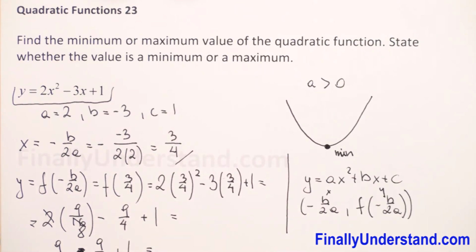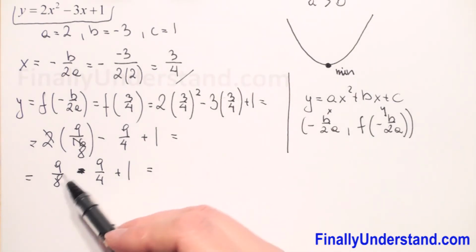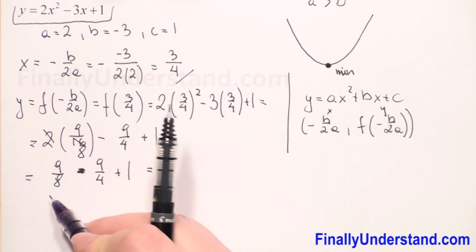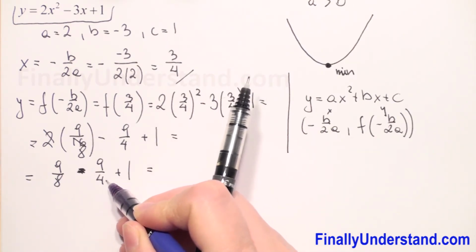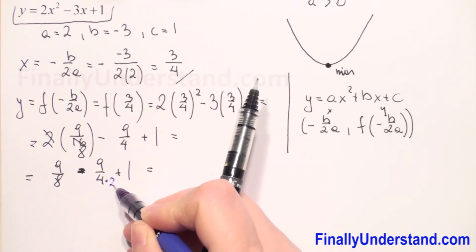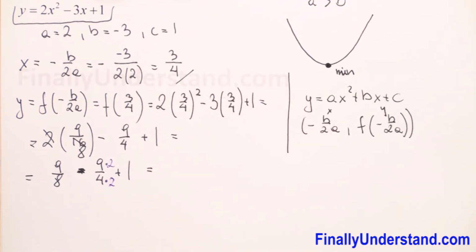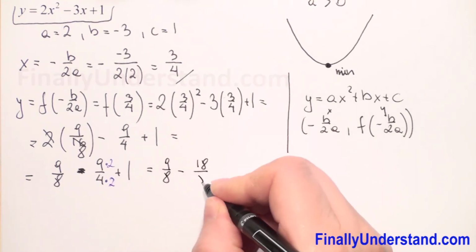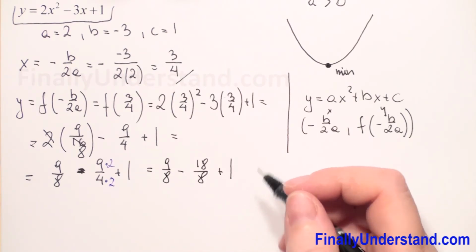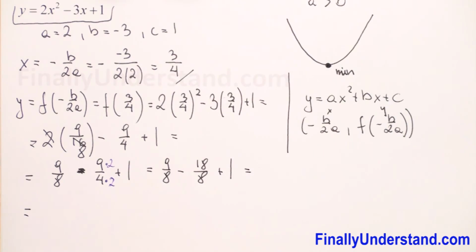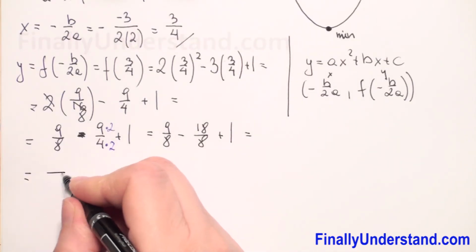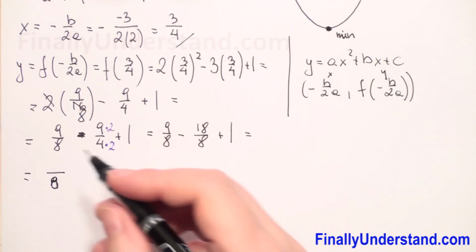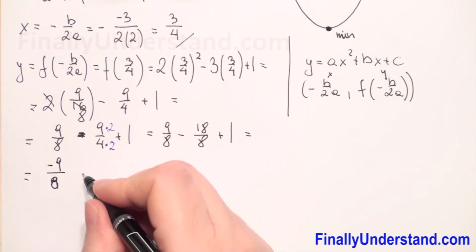So now we have to subtract two fractions. How we do this? We need to have the same denominator. 8 and 4, so the common denominator will be 8. I need to multiply 4 times 2. Whatever I did with denominator, I have to do the same with numerator. So we have 9 over 8 minus 9 times 2 is 18 over 8 plus 1. So this is equal, when we have the same denominators, we copy the denominator 8 of course, and we have 9 minus 18 is negative 9 plus 1.